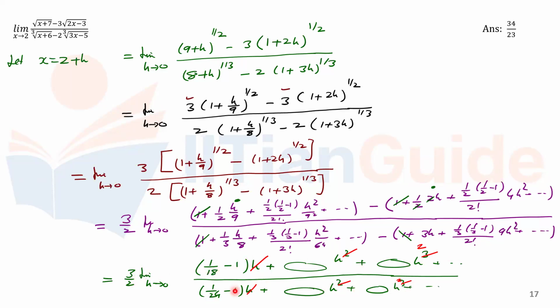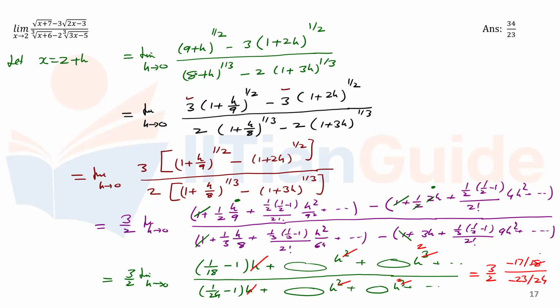After that, 1 by 18 minus 1, 1 by 24 minus 1. I'm writing the answer directly now. So I will get 3 by 2. 1 by 18 minus 1 will give me how much? Minus 17 by 18. Am I right? No problem? Yes, sir. In the denominator, 1 by 24 minus 1, that will give me minus 23 by 24. इसको solve कर देना है.